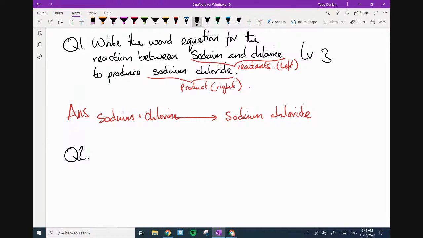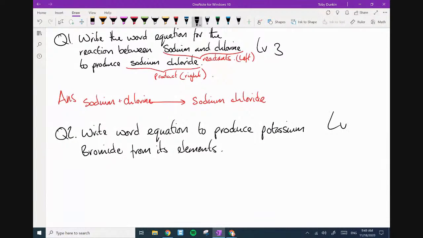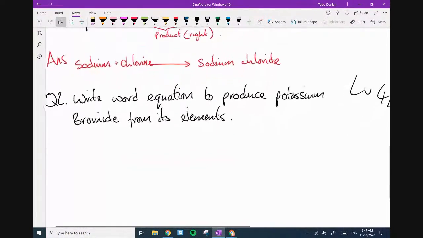Question number 2, write the word equation. I'll try and shortcut my writing. Write word equation to produce potassium bromide from its elements. So all of a sudden, the level jumps. So we're now entering into level 4, level 5. Yeah, 4/5. So a step up here, much more challenging.